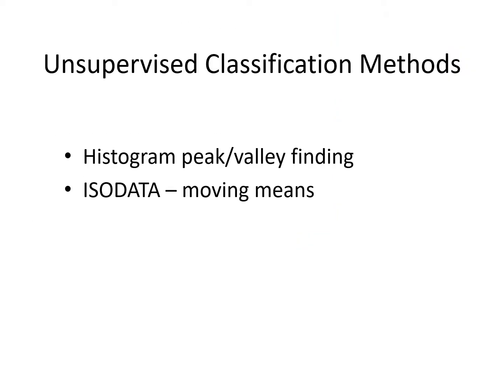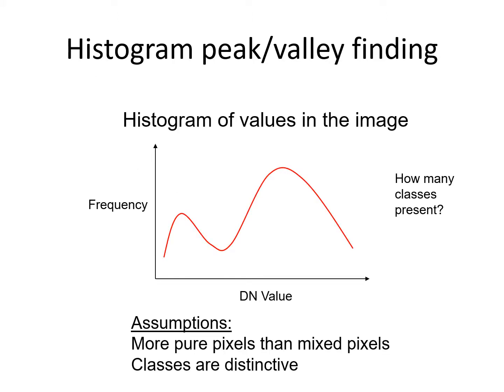So what are some of the unsupervised classification methods? Histogram peak and valley finding, and of course the ISODATA moving means technique. Histogram peak and valley finding is really kind of easy. You look at how many pixels have a particular DN value. The idea being if something has a signature, the more of it there is, the more raster cells there should be. And as that value changes into a new class, you'll get a new peak.